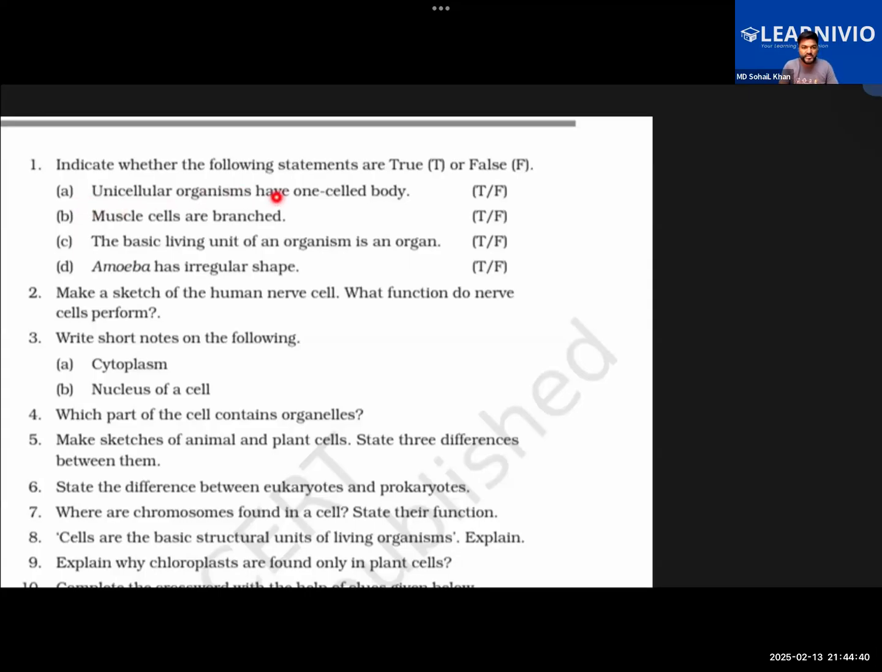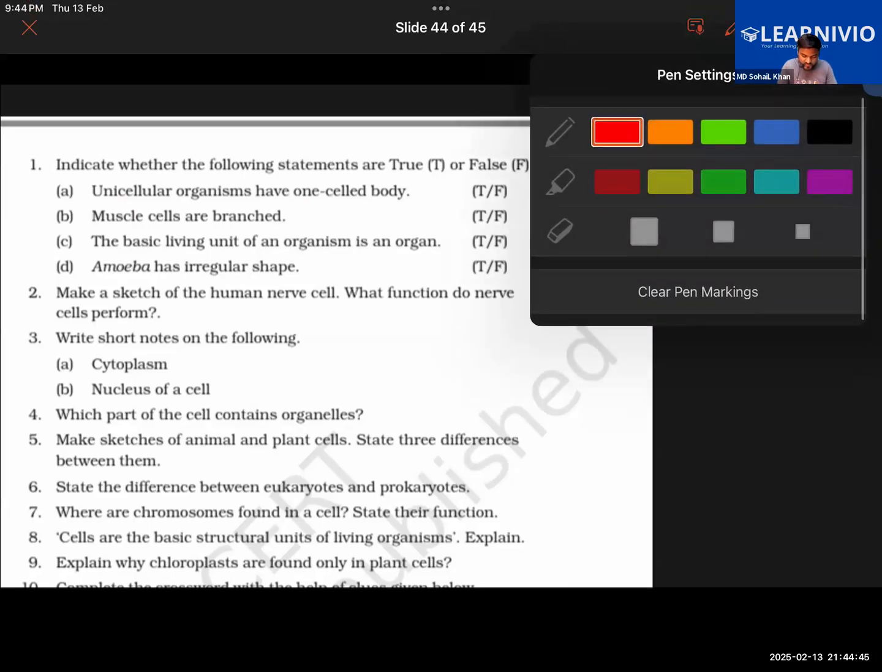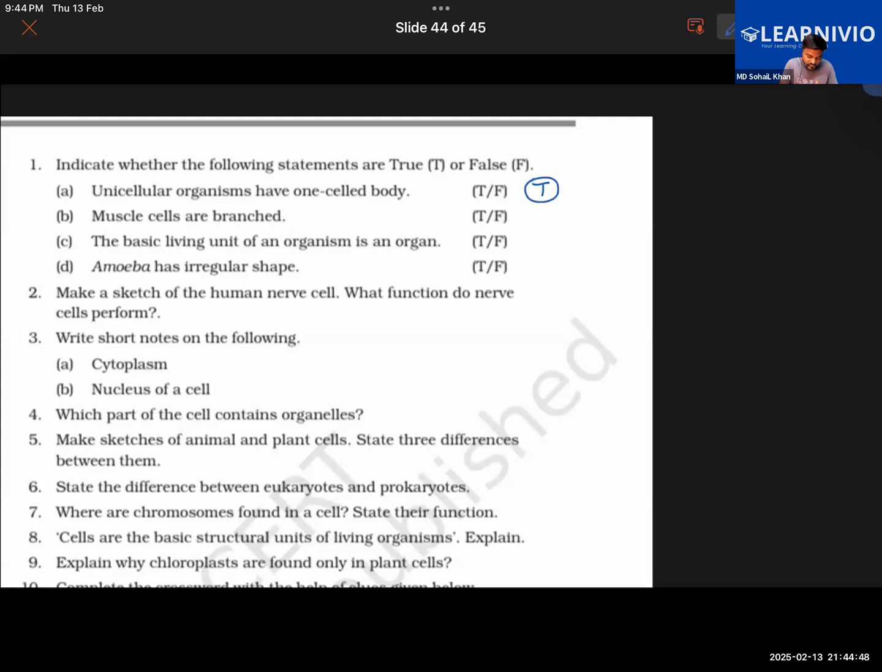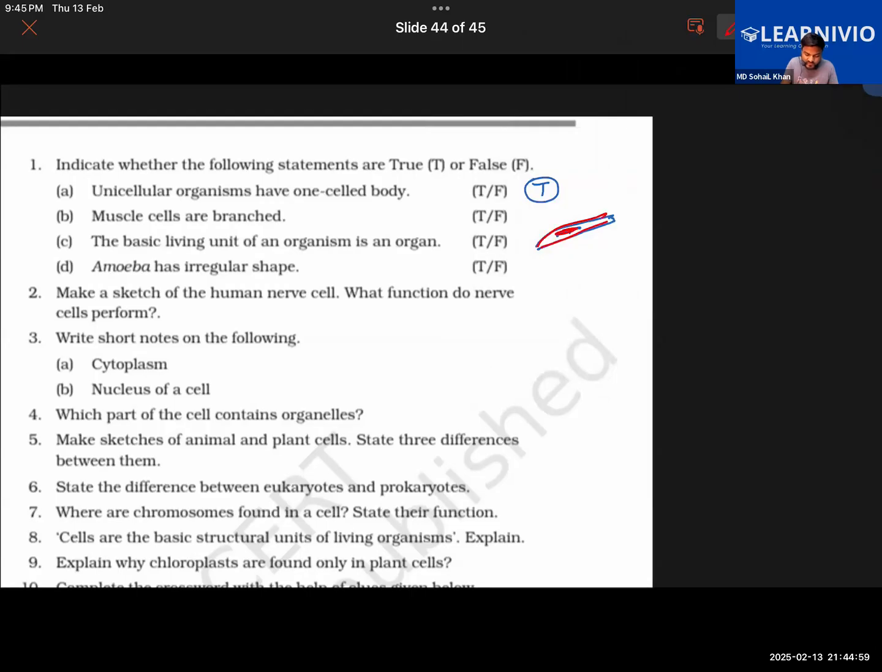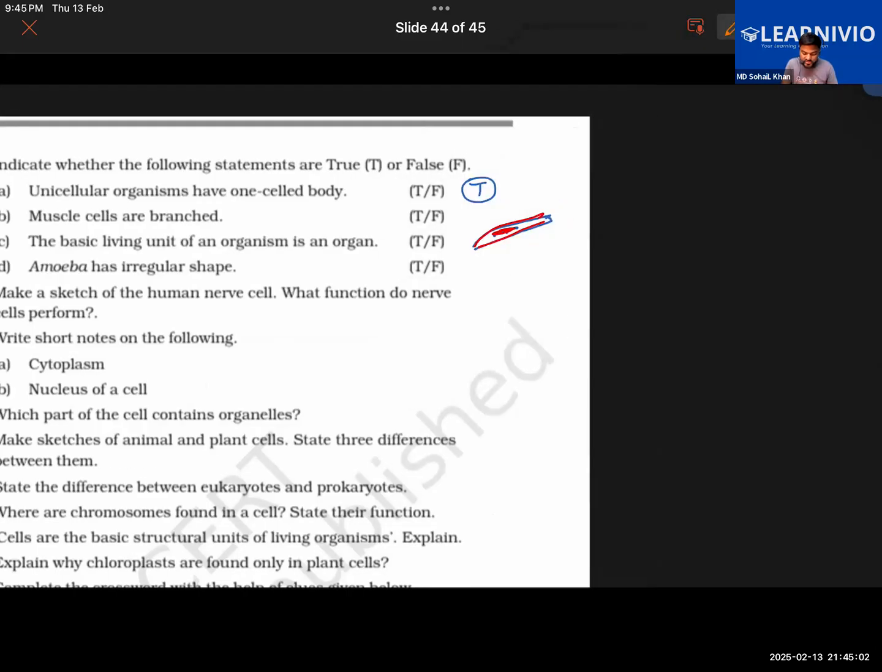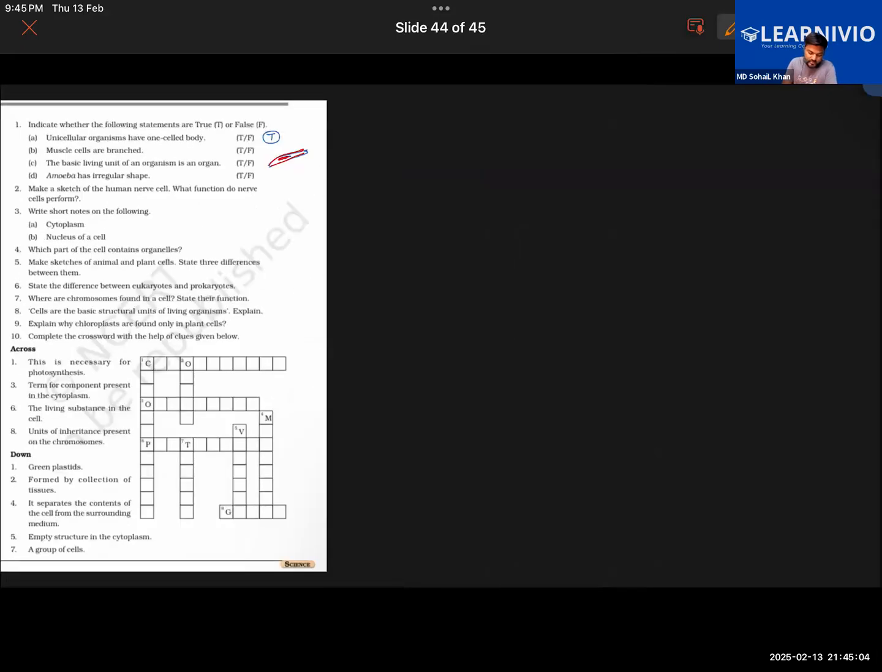Unicellular organisms have one cell body. True, that's true, obviously. Muscle cells are branched? No. Muscle cells have structures like this. Muscle cells are kind of like this. So which cells are branched in the human body? Nerve cells. Nerve cells, exactly.